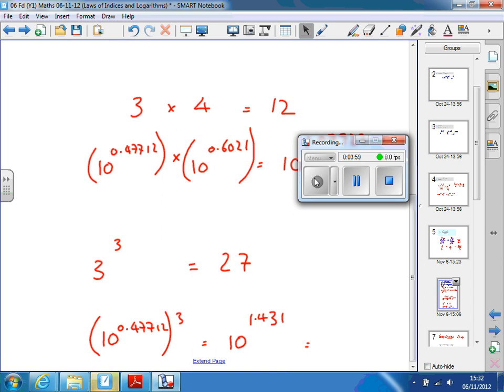Okay? To a close approximation. And obviously, the more decimal places we give to our logarithm, the nearer the answer will be. So what this is demonstrating is that you can use the laws of indices. To multiply numbers together, I add the logarithms. And to raise a number to a power, I multiply the logarithm by the power. Okay? And that summarizes the laws of logarithms.